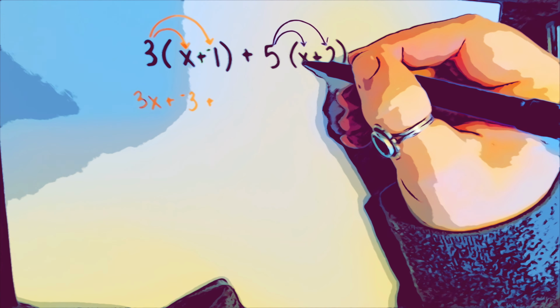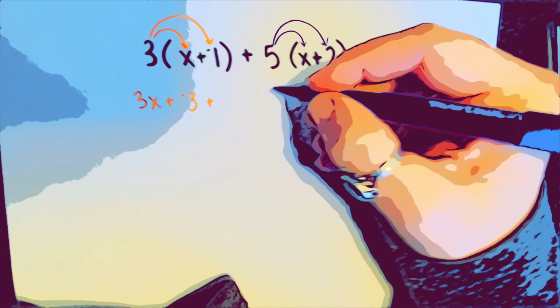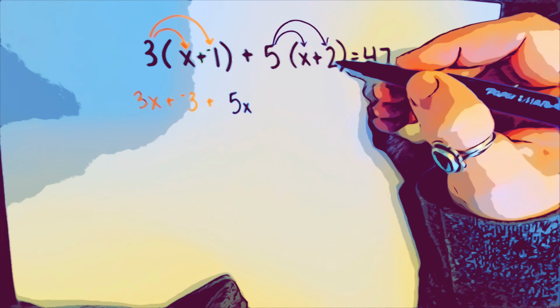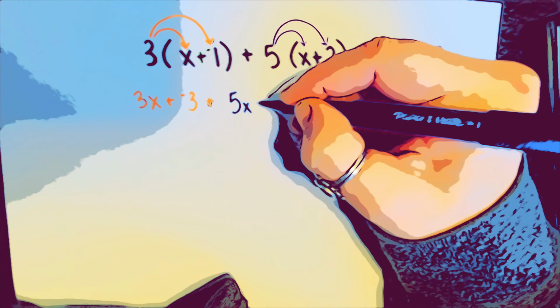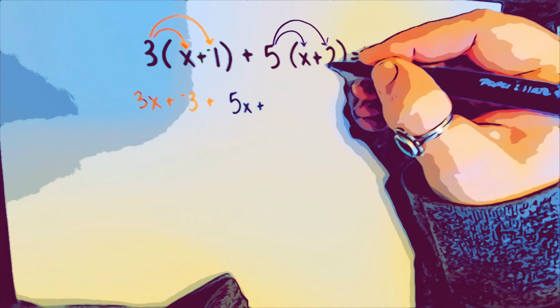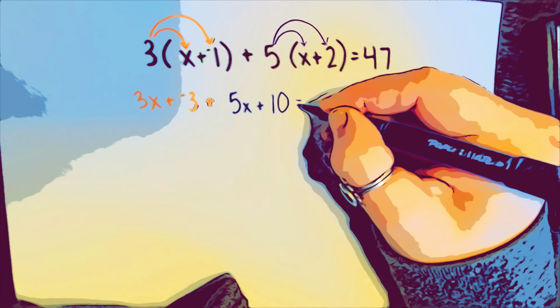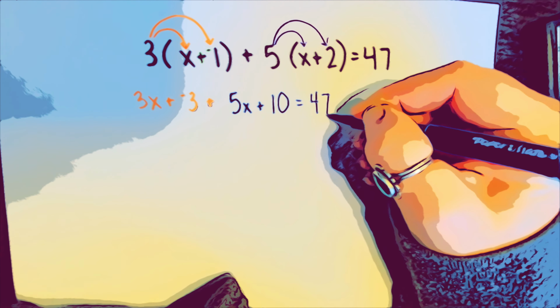Again, that's asking if I have 5 groups of x, how many x's do I have? I have 5 x's, so 5x. And then I have 5 times 2, and that is 10. I'm going to bring down my plus symbol because everything's an addition question. 5 times 2 is 10. And I can bring out my equals, 47.